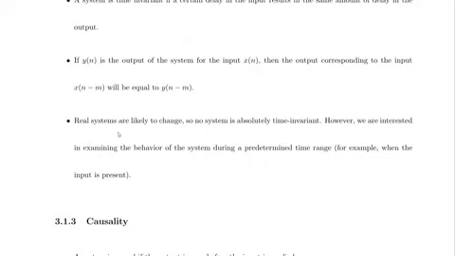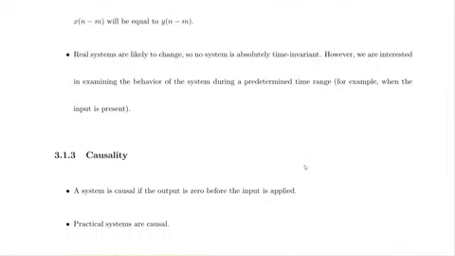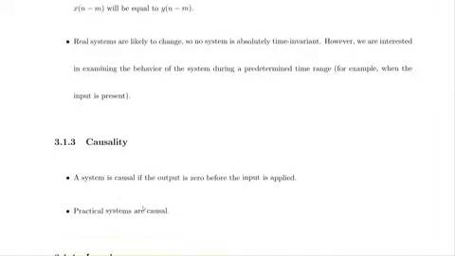Real systems are likely to change, so no system is absolutely time invariant. However, we are interested in examining the behavior of the system during a predetermined time range, for example, when the input is present. Causality: a system is causal if the output is 0 before the input is applied. Practical systems are causal.